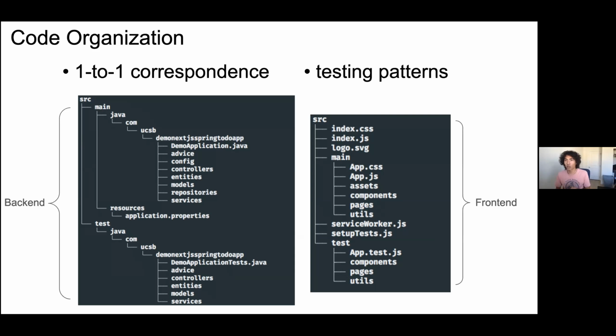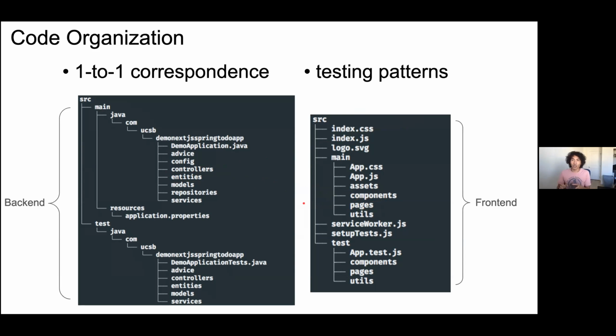But there's an additional benefit, which came from the fact that we bucketed code files based on their general behavior and their general patterns that they followed. So for example, in the back end, we have controllers and entities, and in the front end, we have components and pages.